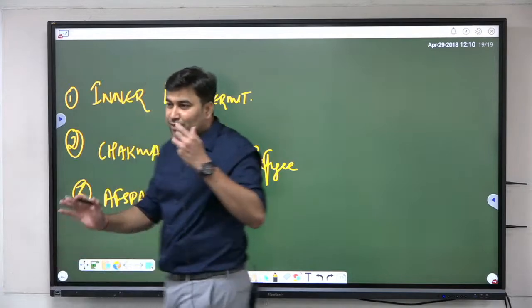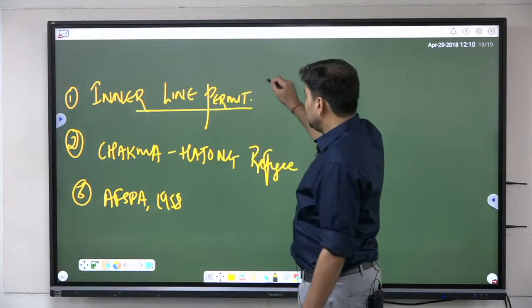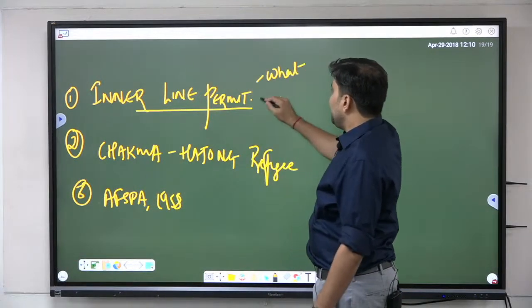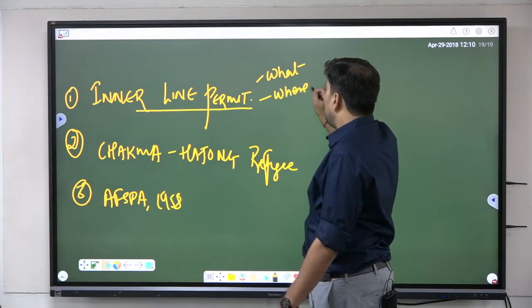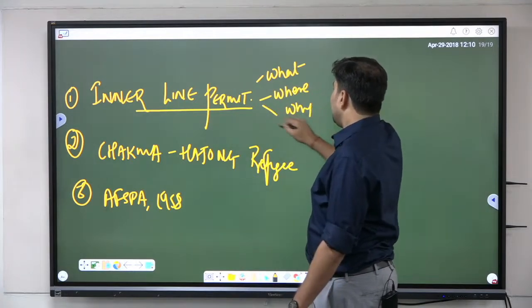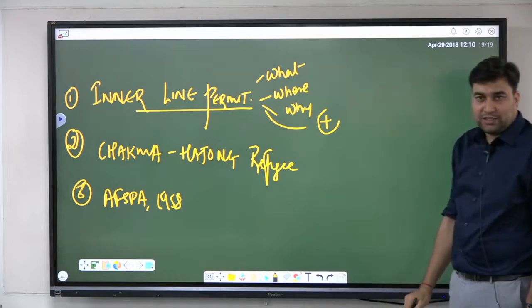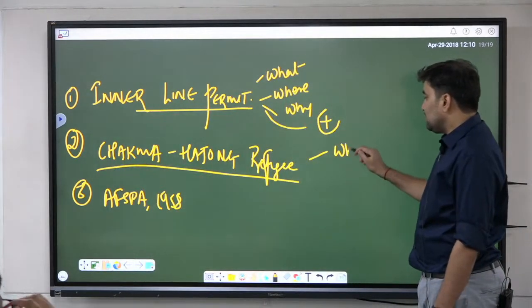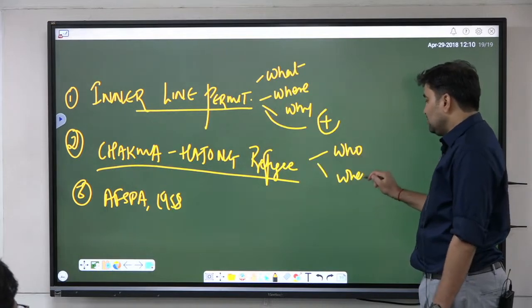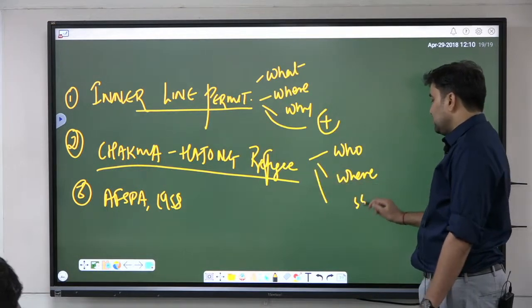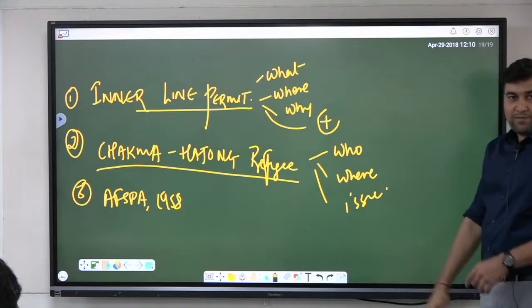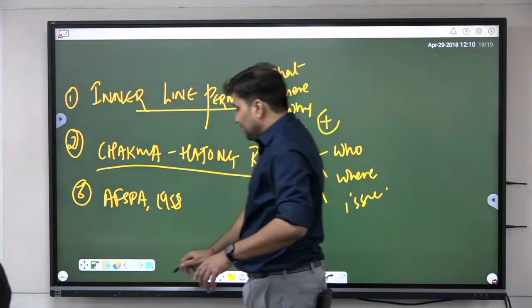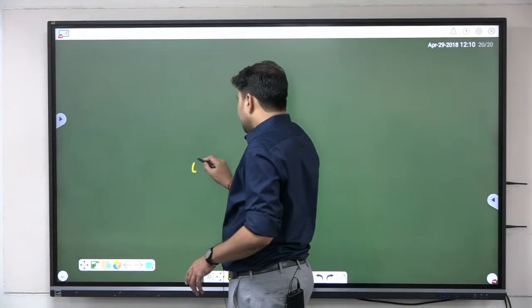I will try to tell you all of these in general. What do you need to know for examination? What is it? Where is it? Why is it? And its advantages. That's it, these 4 points. Exactly the same for Chakma Hajong refugees: who are they, where are they right now, and what are the issues with them. That's it. Is it clear? Now, let us try to understand inner line permit. I will teach you through the diagrams only.